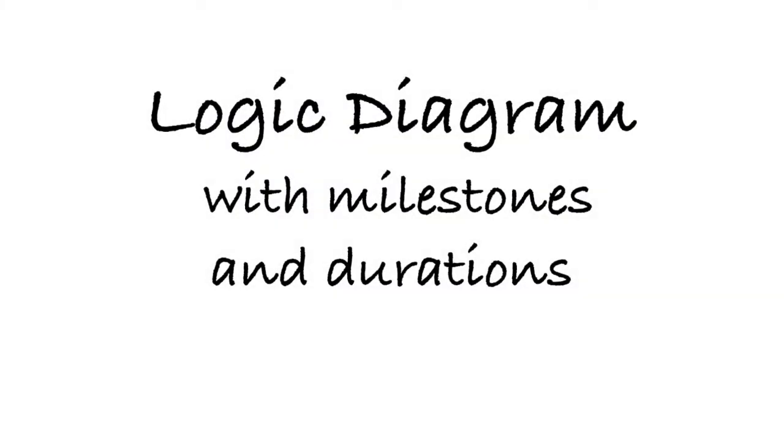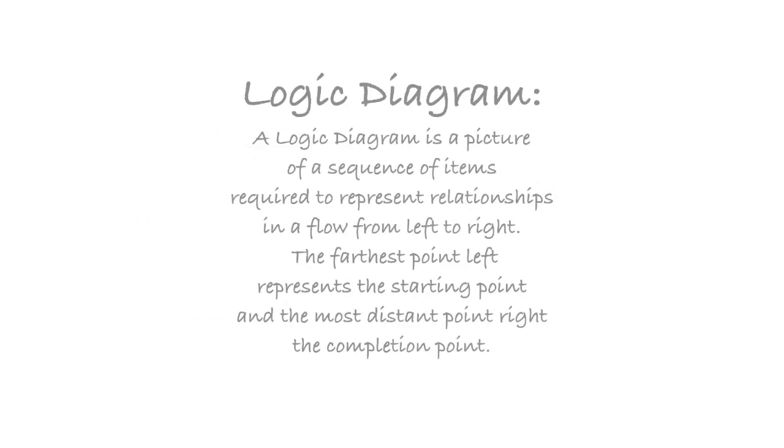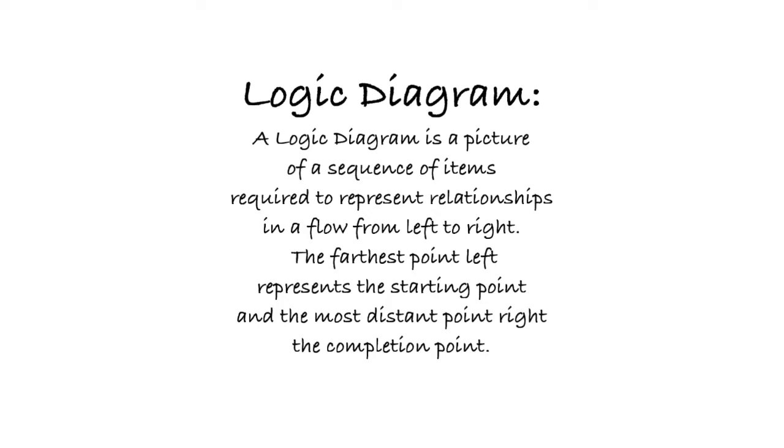Welcome back. In our last lesson, we took the logic diagram exercise step by step and arrived at a solution. Just to recap, a logic diagram is a picture of a sequence of items required to represent relationships in a flow from left to right. The farthest point left represents the starting point and the most distant point right, the completion point.